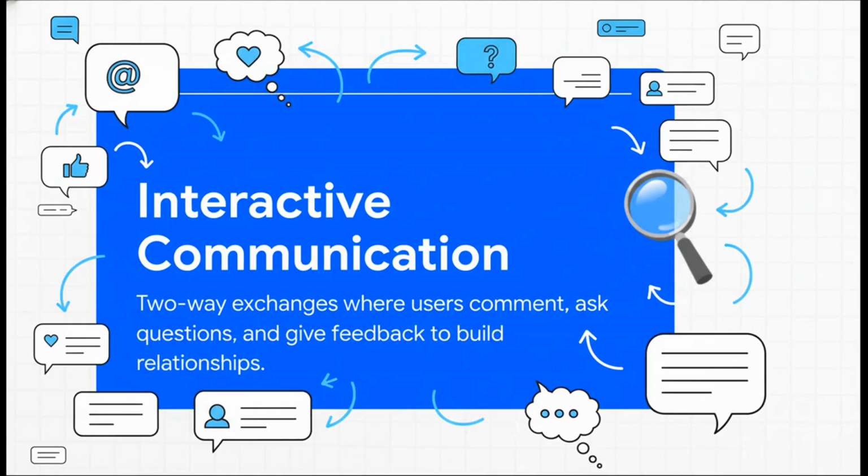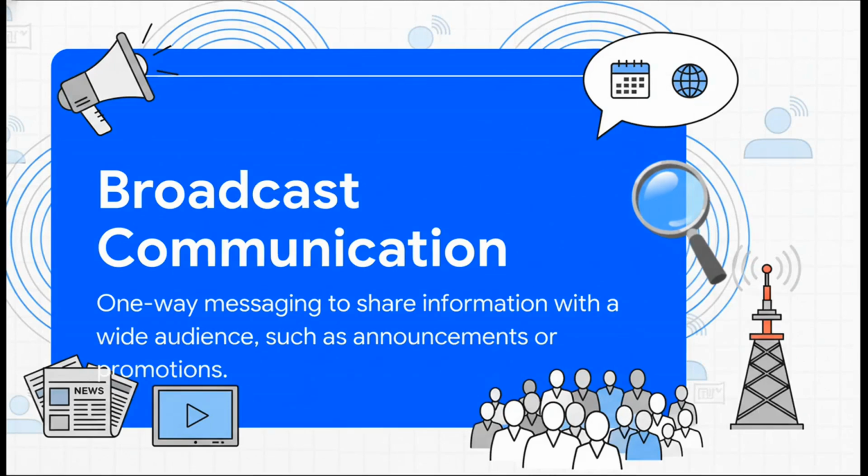The first type of social media communication is interactive. This is all about having a two-way conversation. When you encourage comments, ask questions, and respond to feedback, you're not just shouting at your audience, you're building a real relationship with them. Next up is broadcast communication.